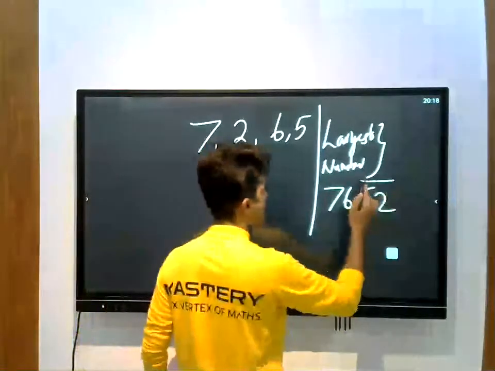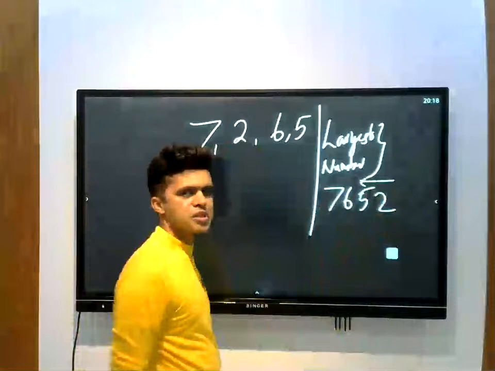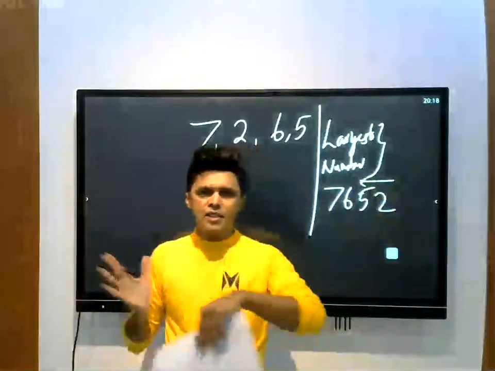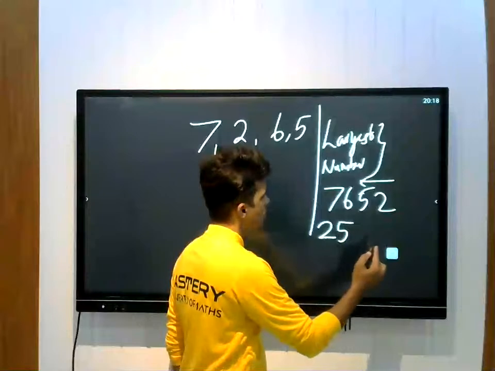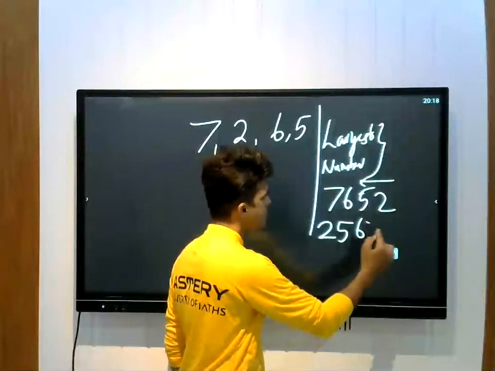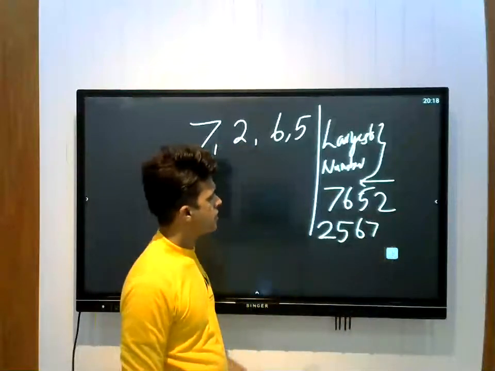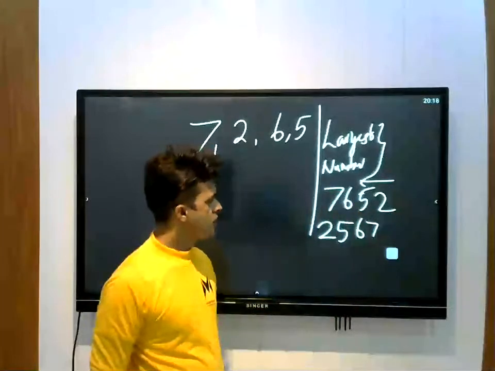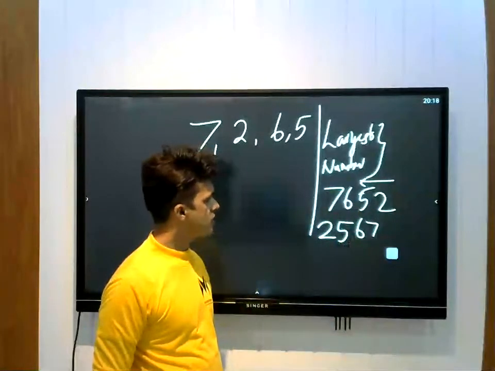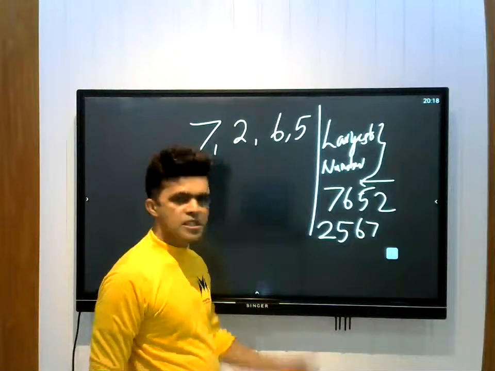You could see the least number. Vice versa, you could write the digits in this way: 2, 5, 6, 7. These are the least number. Here 7, 6, 5, 2. Here 2, 5, 6, 7. Not 7, 6. 2, 5, 6, 7. Okay, this is the least number.